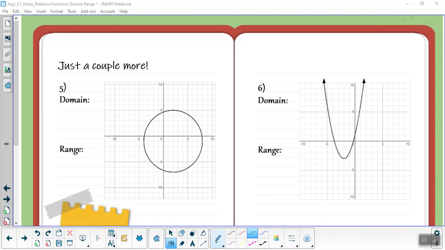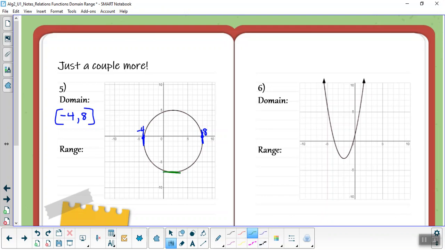So looking at this first one, my domain, the farthest left, looks like this point here, which is -4. Farthest right, it looks like +8. So interval notation, I would say -4, comma, 8. Points exist at those, so I can give them brackets.